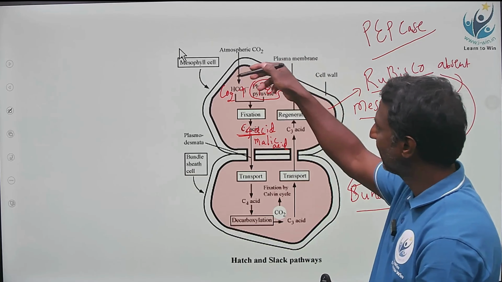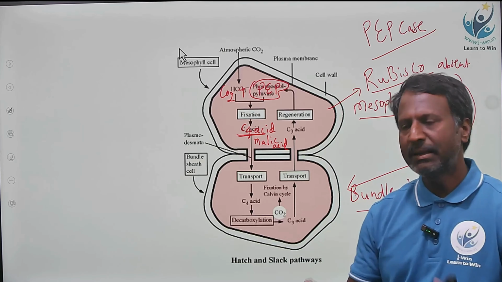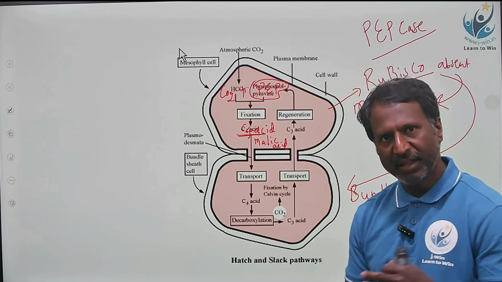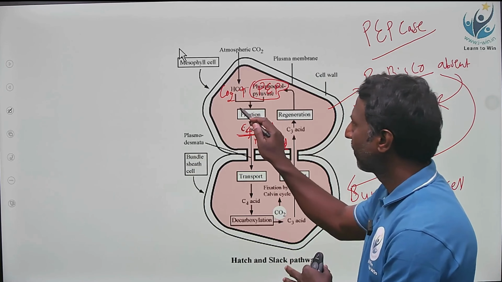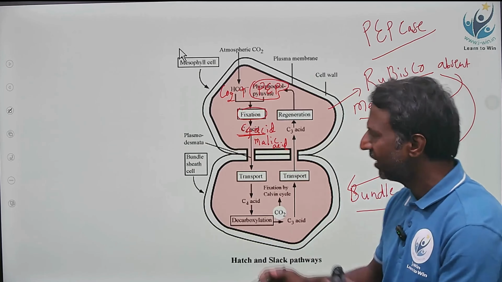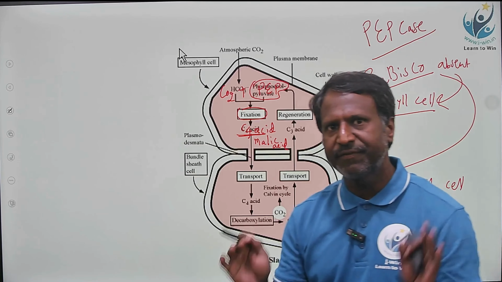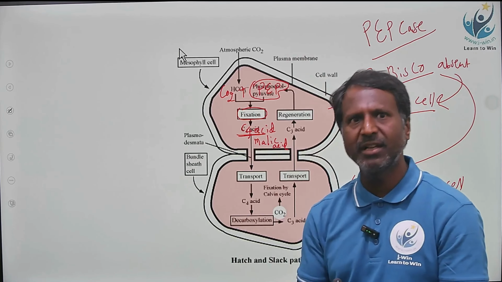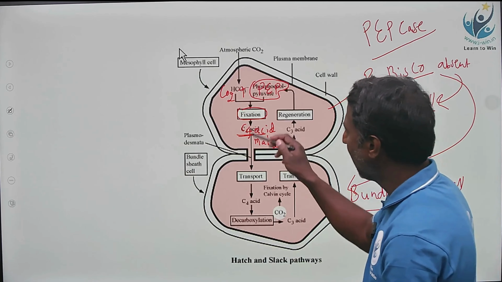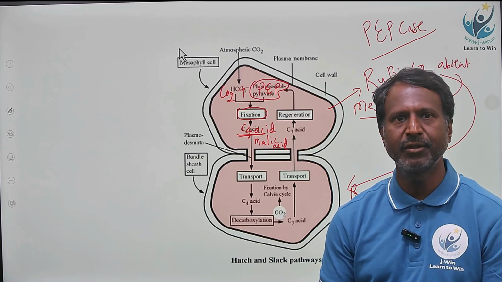In the presence of PEP case, CO2 combines with the PEP. PEP is a 3-carbon compound, and when both combine together, that process is called fixation. As a result of fixation, a 4-carbon stable compound is formed in these mesophyll cells. The stable compound is the C4 acid. Since it has four carbons, this pathway is called the C4 pathway.